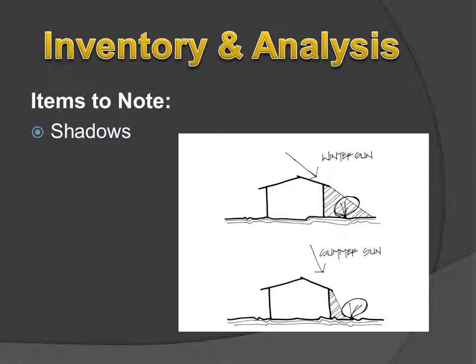And how is this going to affect us on our plant materials with the shadows? You know, the winter we have longer shadows, and the summer we have shorter shadows. How would that affect us on plant material? Some plants need full sun. Some plants need shade.